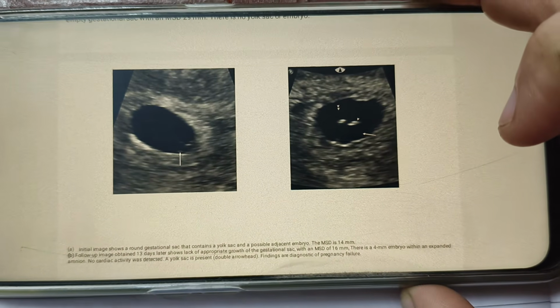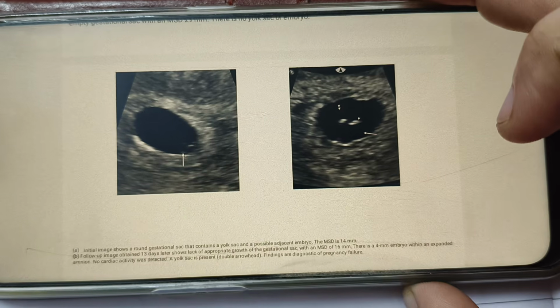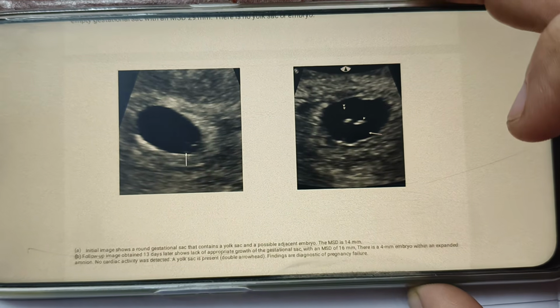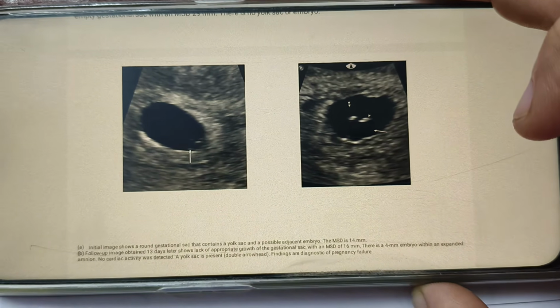In the next segment, we'll talk about findings which are suspicious of early pregnancy failure or the factors which indicate poor prognosis or continuation of pregnancy.